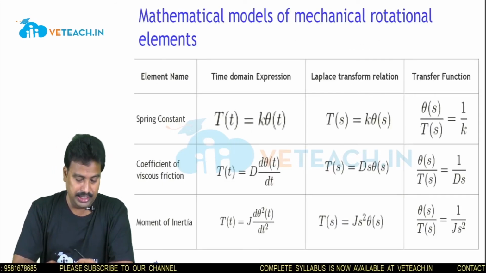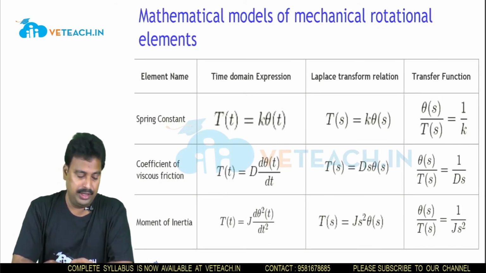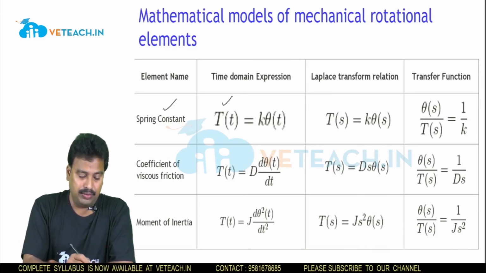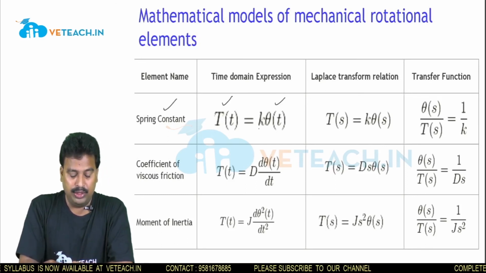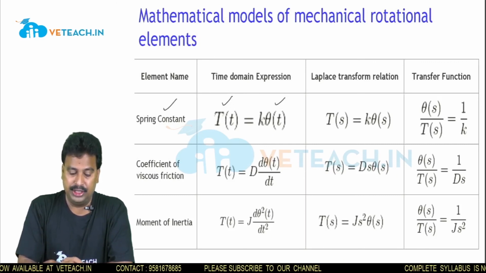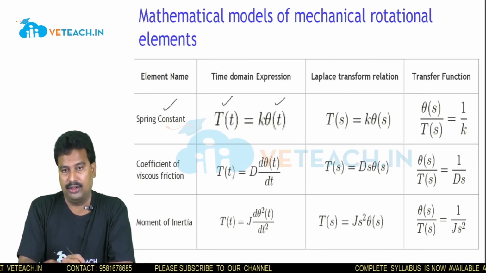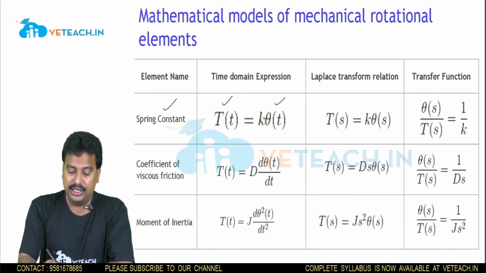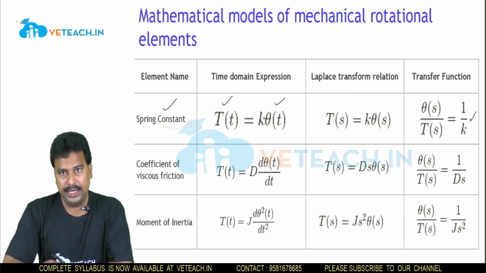Now, we see the summary of the relations for these three elements. As far as spring constant is concerned, the relation between applied torque and angular displacement is T of t is equal to k into theta of t. And if you apply the Laplace transformation, then this equation is transformed into T of s is equal to k into theta of s. Now, the transfer function for the spring constant is the ratio theta of s by T of s, which is equal to 1 by k.